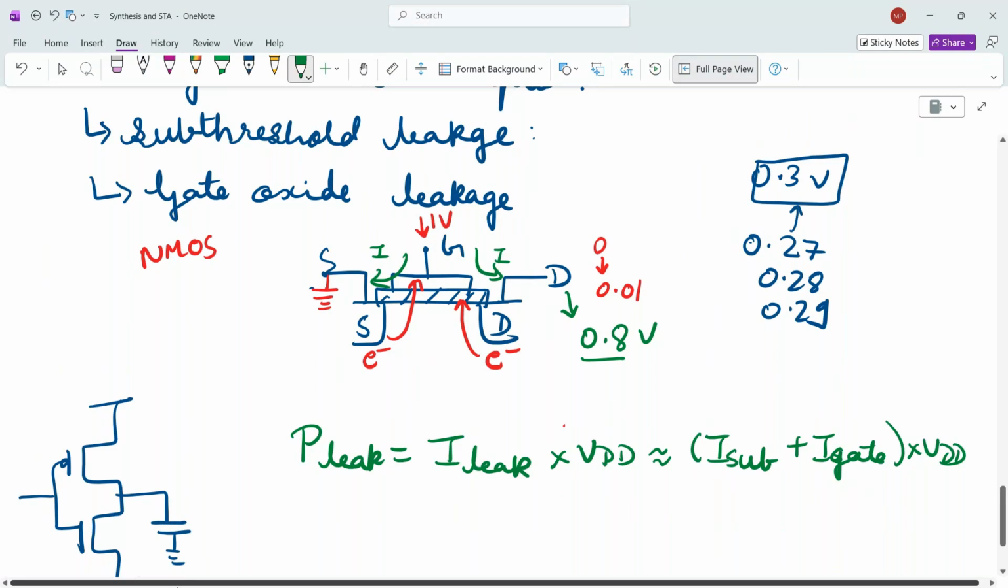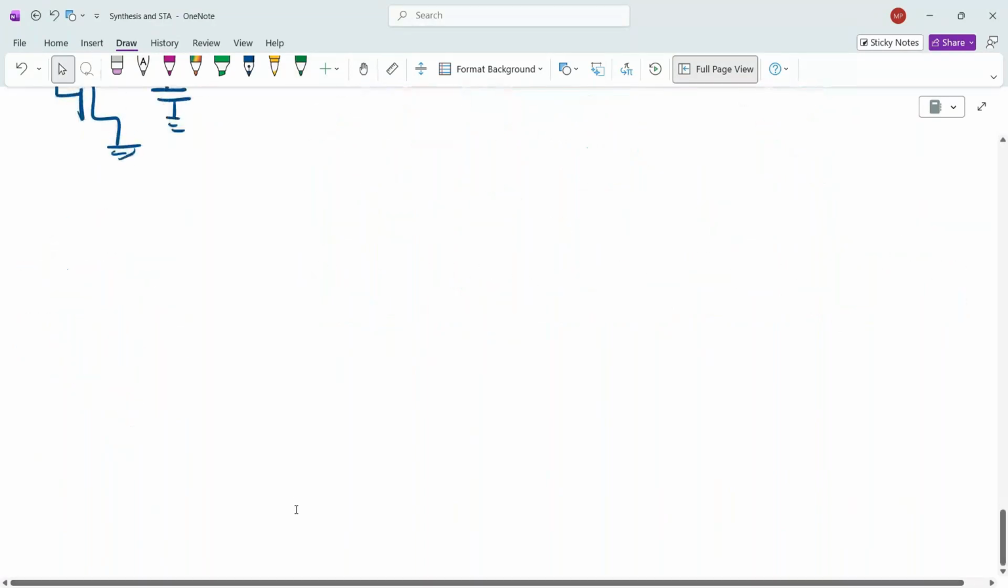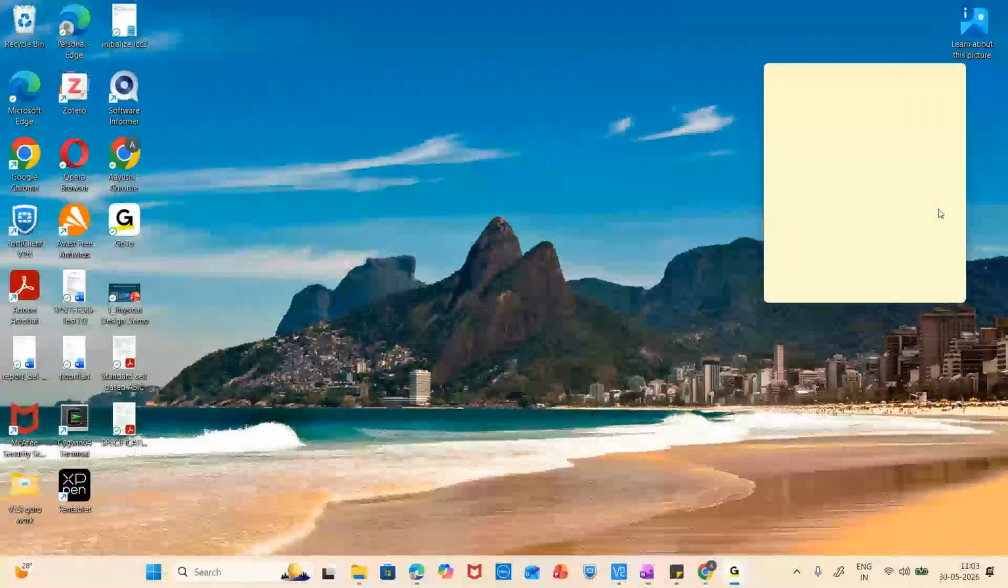So the biasing of the CMOS is really important. When the biasing is proper, it works properly. This is like the input. Current is not flowing at the input, and you get proper output because the input impedance is high. So this is the leakage power consumption.